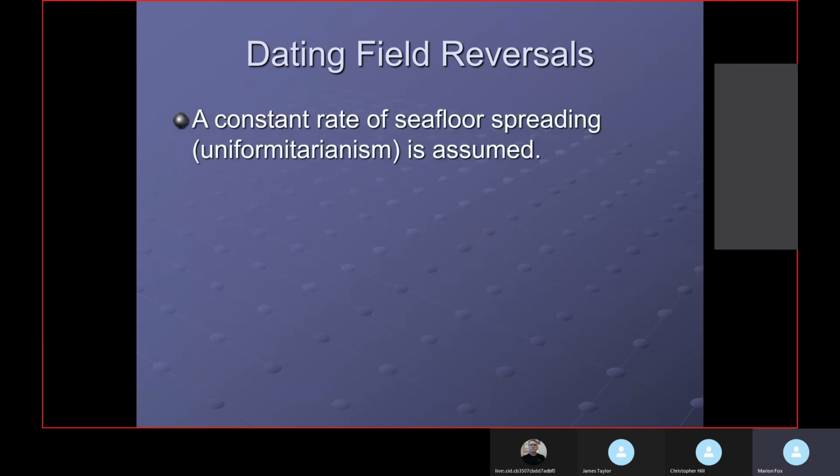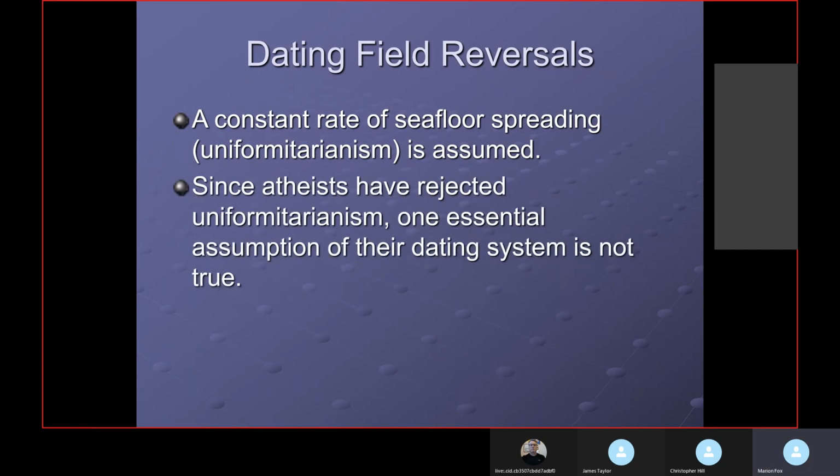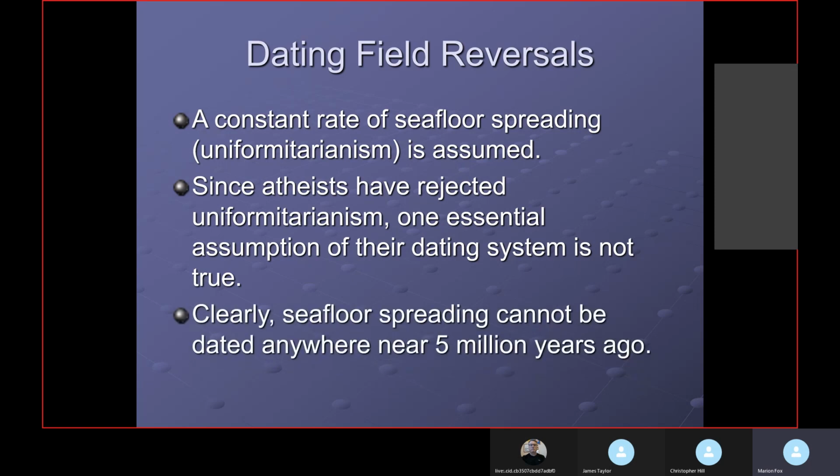A constant rate of C4 spreading is assumed, which is uniformitarian. Since atheists have rejected uniformitarianism, one essential assumption of their dating technique is not true. And the whole system is in question. Clearly, seafloor spreading cannot be dated anywhere near 5 million years ago. It has a 100% error at that point. But they've assumed uniformitarianism all along.